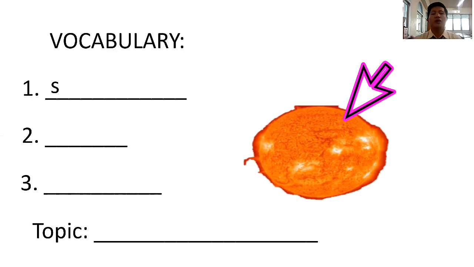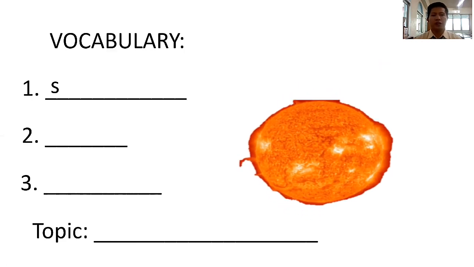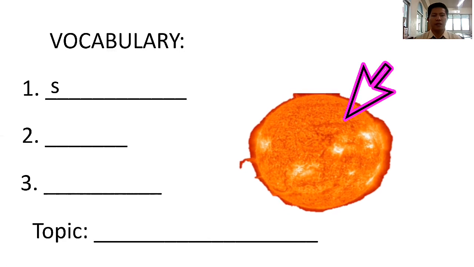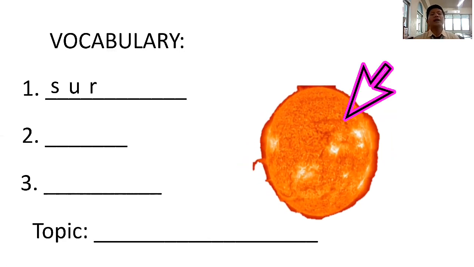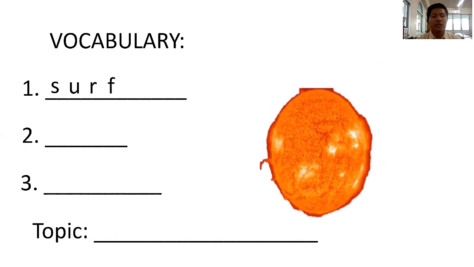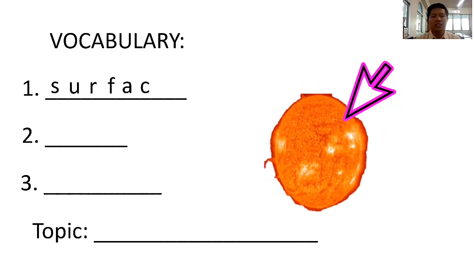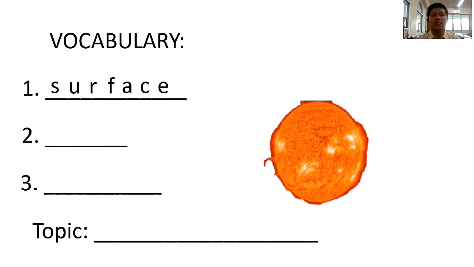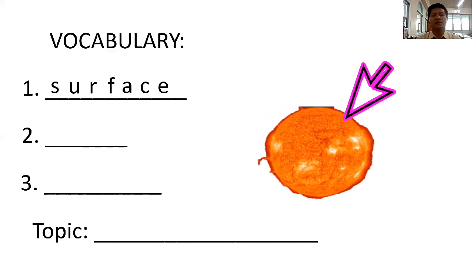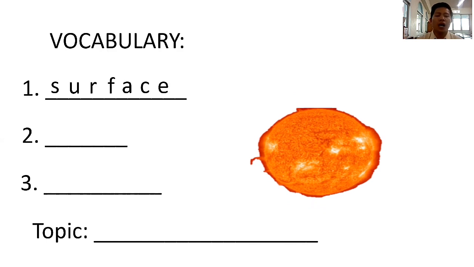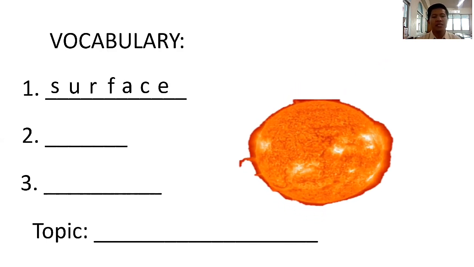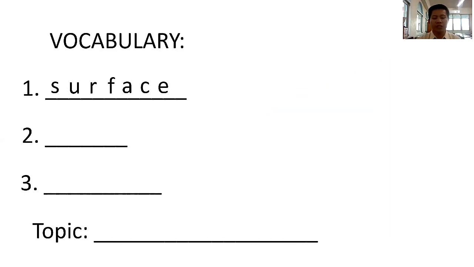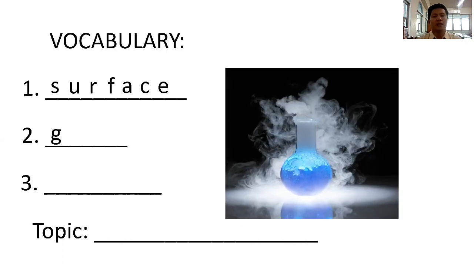surface. Say it now. Surface. Okay, let us spell it. S U R F A C E. Again, S U R F A C E. Very good. Our next word is, say it now, gas.